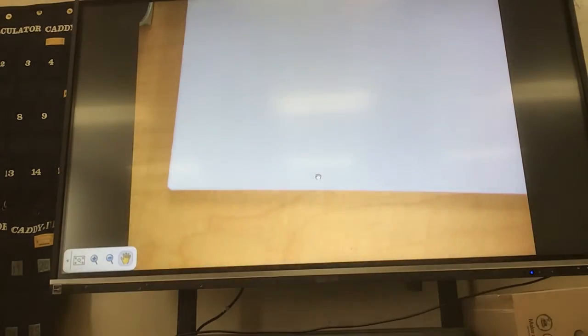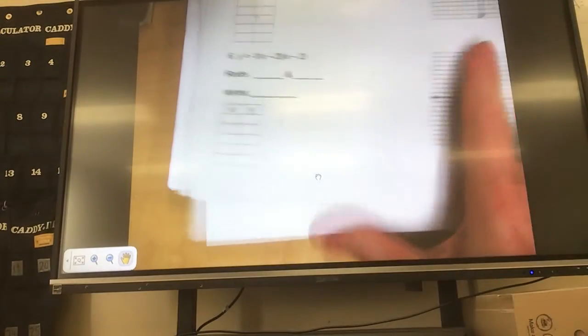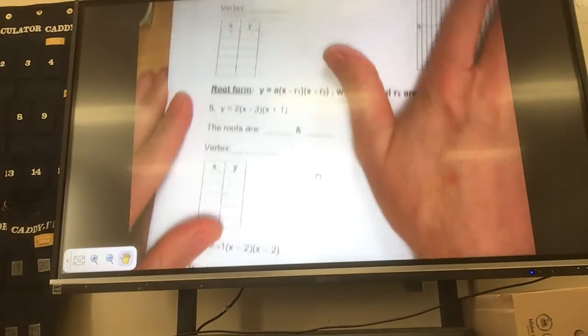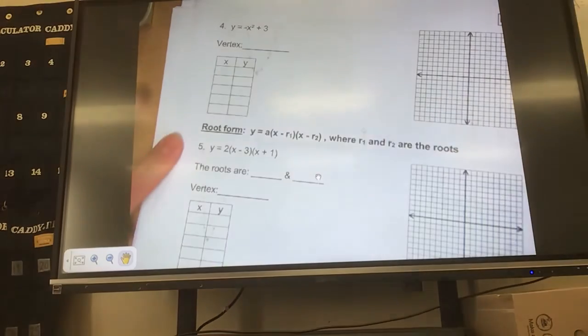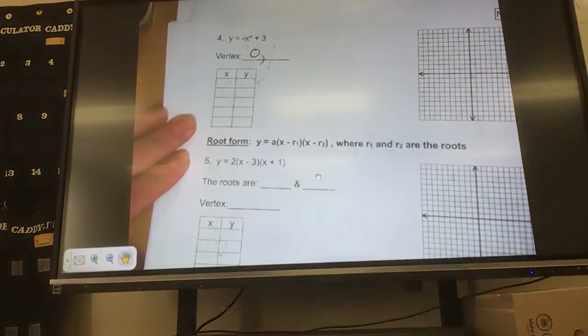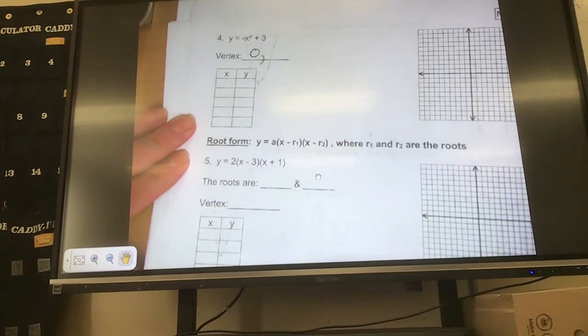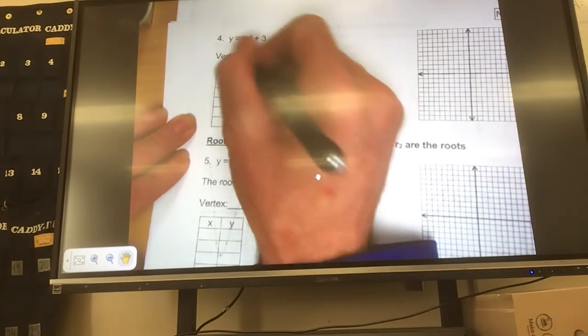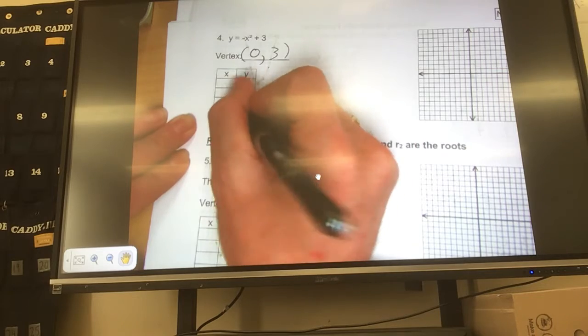Alright, how about this guy? Do you see a house on it? There is no house, so there is no left and right movement. So that means that my x value is 0. What's my y value for my vertex? 3. Beautiful. Put that right in the middle. 0, 3.